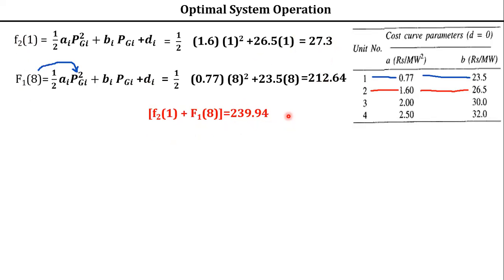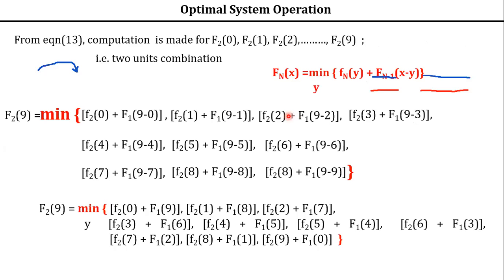The third combination. What is the third combination? It is F2 of 2 and F1 of 7, not a product but a sum. F2 of 2 and F1 of 7, you have to take it.